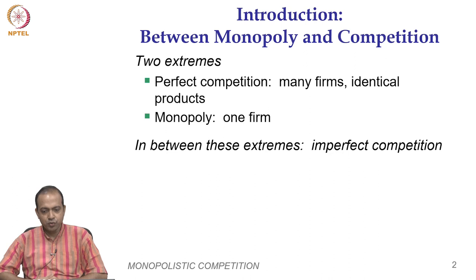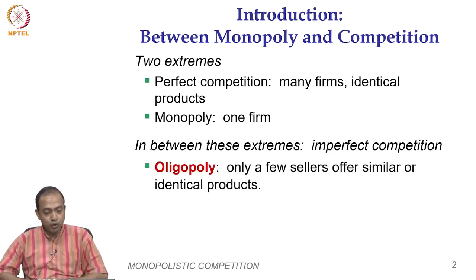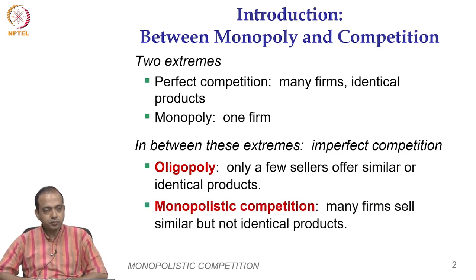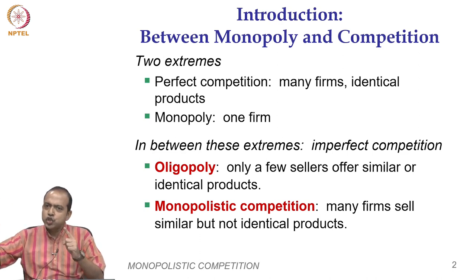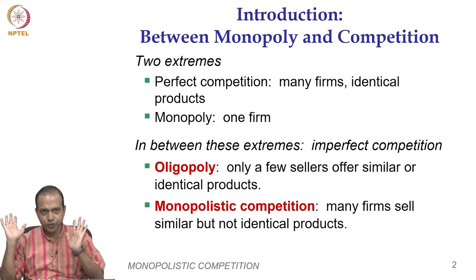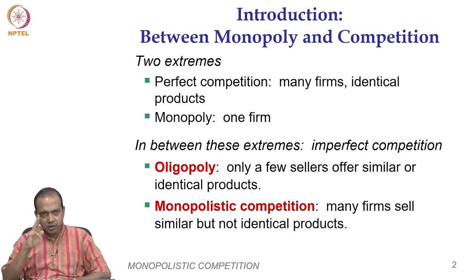And in between these two extremes, we have imperfectly competitive markets. The first one is oligopoly, and the second one is the monopolistically competitive market. There is a single way by which you can differentiate between monopolistic competition and oligopoly. In monopolistic competition, you have a large number of small firms. That means each firm's market share is small. Oligopoly is just the opposite. You have a few large firms, so the market share of each firm is significantly higher than in a monopolistically competitive market. So a large number of small firms gives you a monopolistically competitive market. A small number of large firms gives you oligopoly. Okay? This is the easiest way to differentiate these two types of imperfectly competitive market.